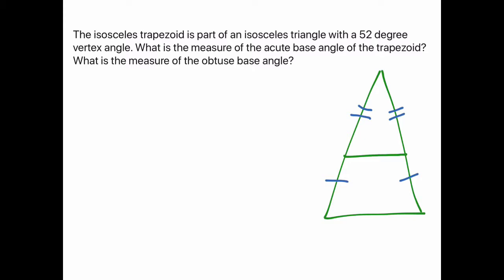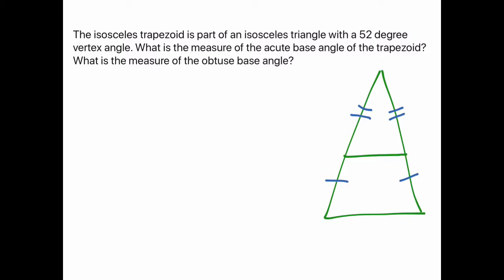Because this is an isosceles triangle, the base angles are congruent. So the vertex angle plus the two base angles have to add up to 180 degrees, because all triangles have 180 degrees. So our vertex angle 52 plus two of our base angles has to equal 180 degrees, and we can solve this using algebra. Each of the base angles in the yellow isosceles triangle are 64 degrees.